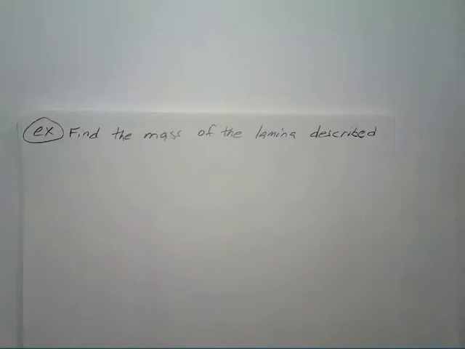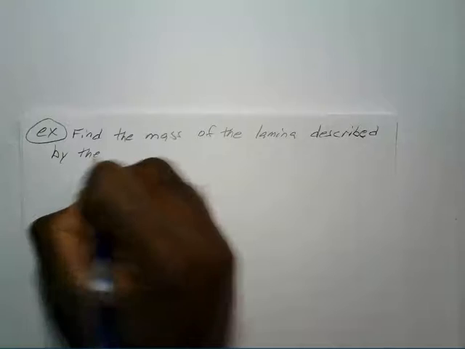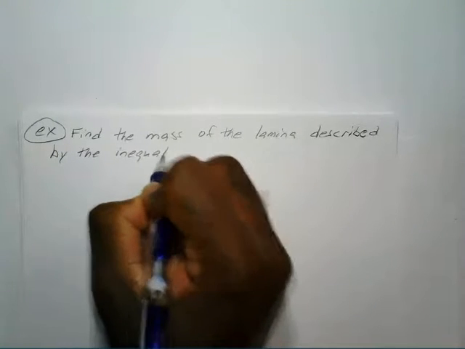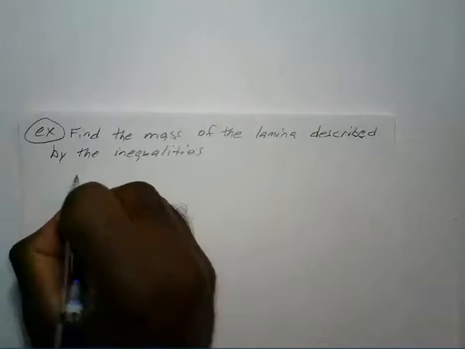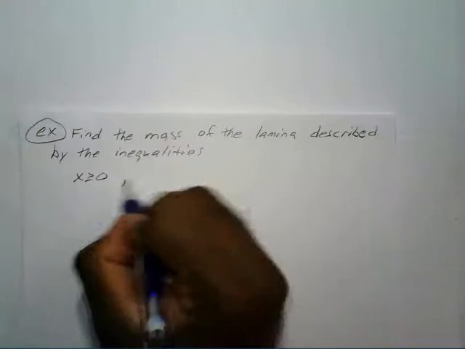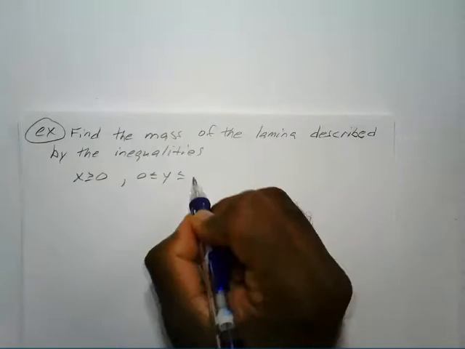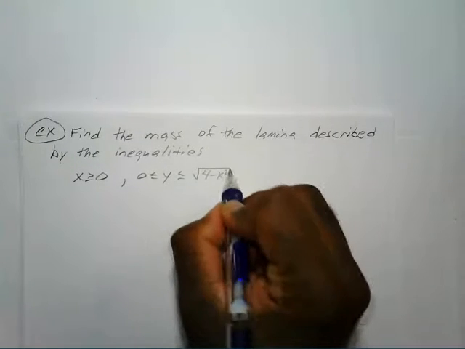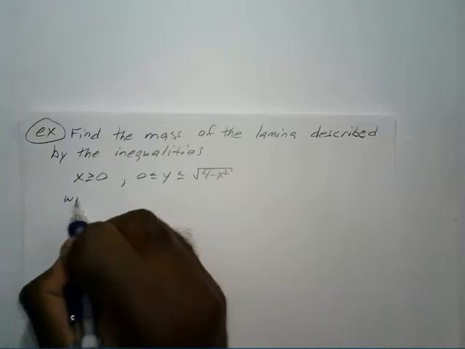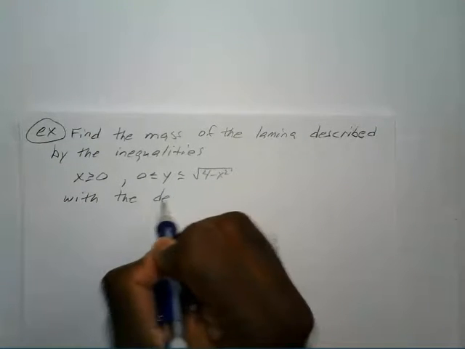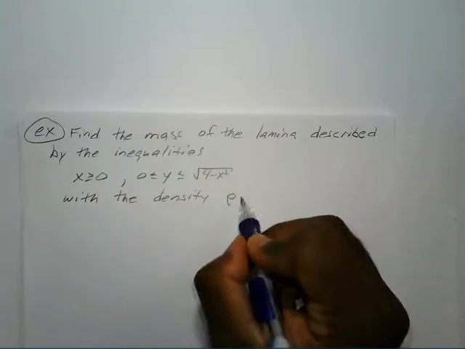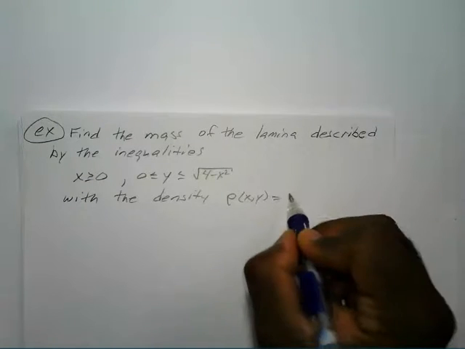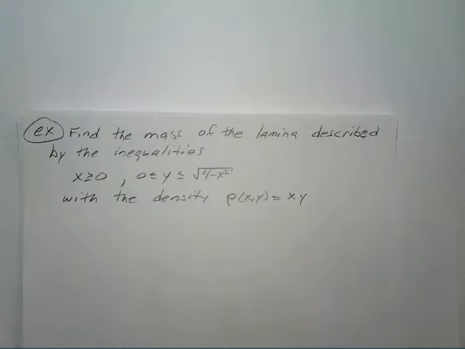So described by the inequalities x is greater than or equal to 0, and 0 is less than or equal to y, less than or equal to the square root of 4 minus x squared, with the density of rho at xy equal to xy. Okay, so we just use the same density as the previous one, but we changed up the inequalities.